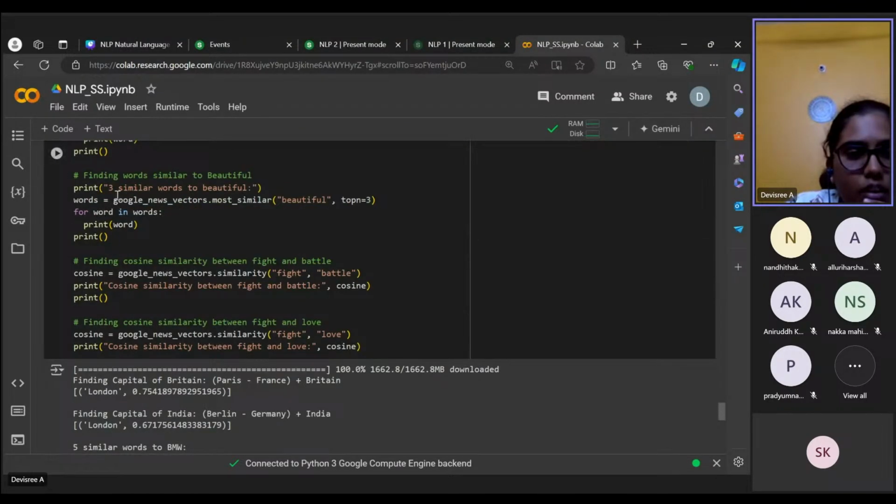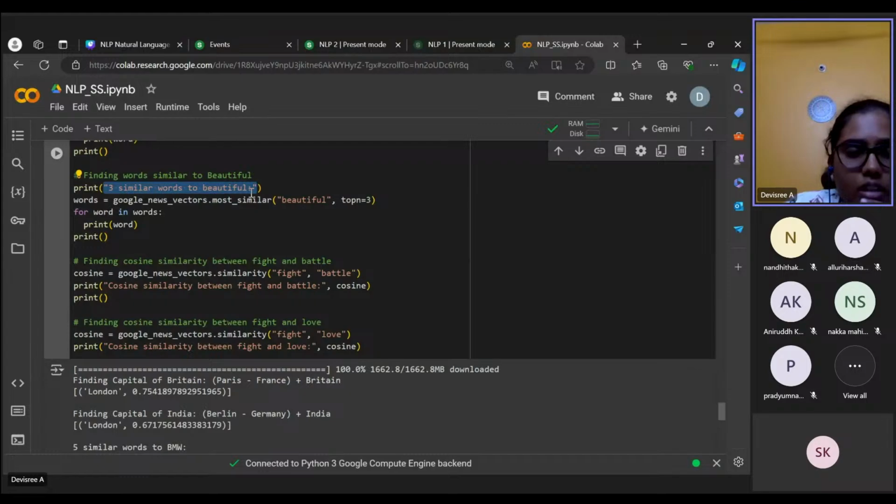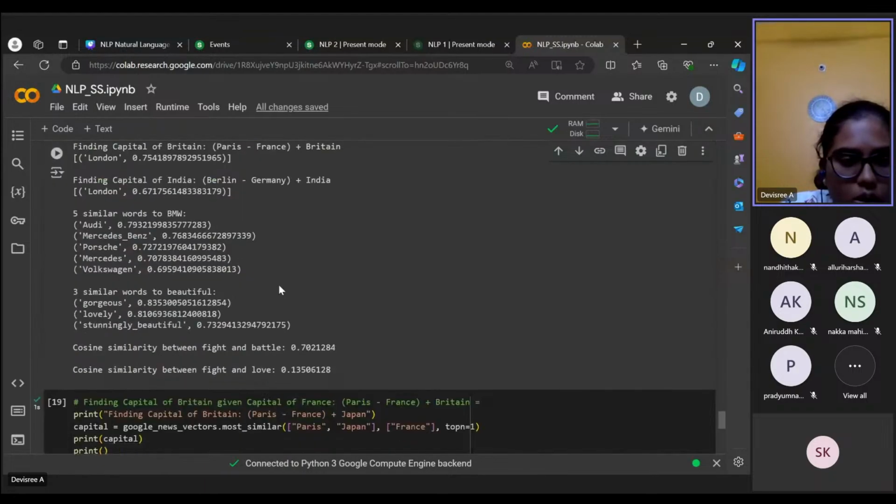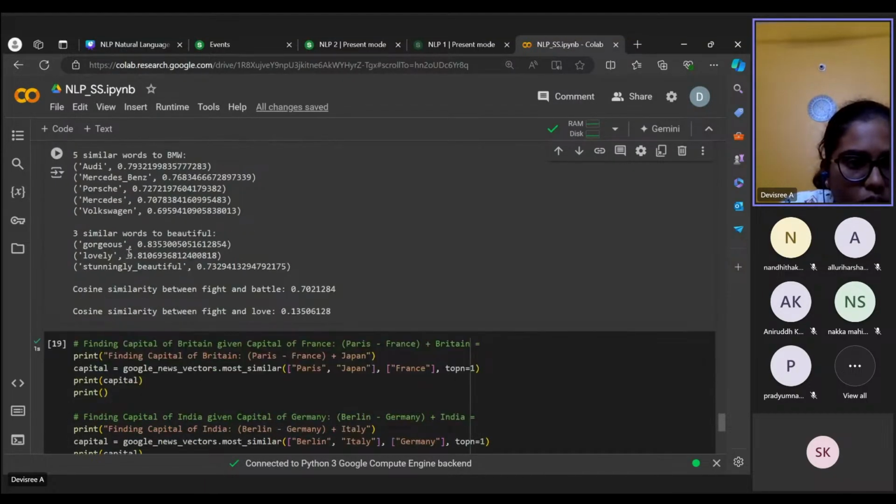Now we see one more application, which is finding the three most similar words to beautiful. Say here you do words is equal to Google News vectors dot most_similar beautiful, comma topn equal to 3. That is the three most similar words to the word beautiful. So here you get gorgeous, lovely, stunningly beautiful. So these are the words.